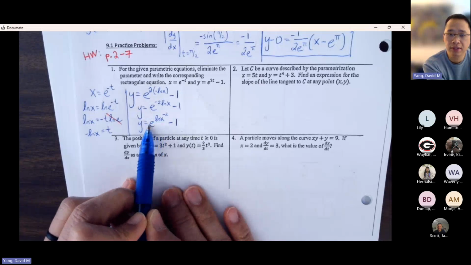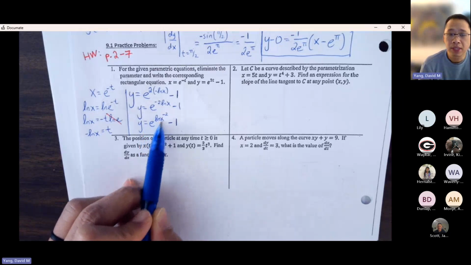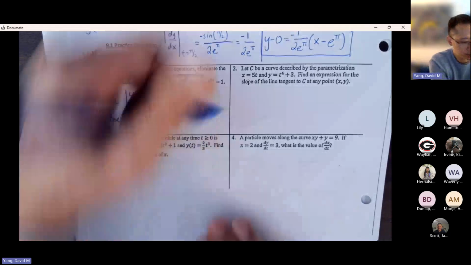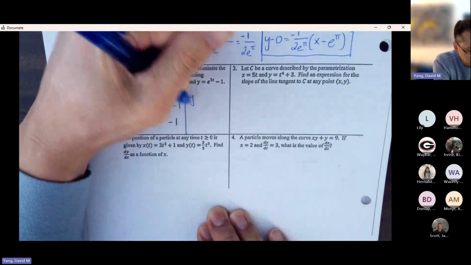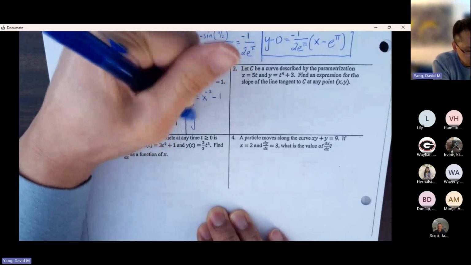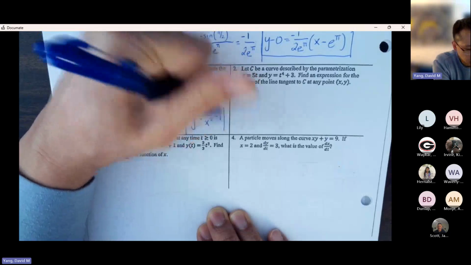So if they cancel out, then I'm just left with x to the -2, right? E and natural log goes away. The only thing left is that x to the -2. So y is equal to x to the -2 minus 1, which is the same thing as 1 over x squared minus 1.